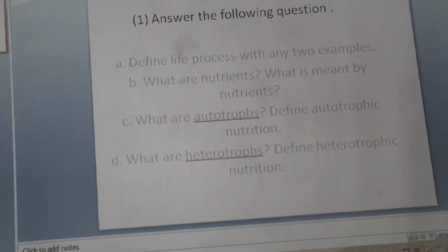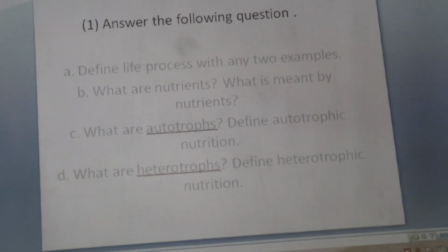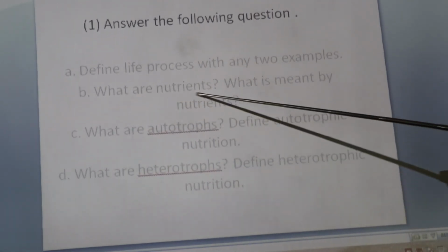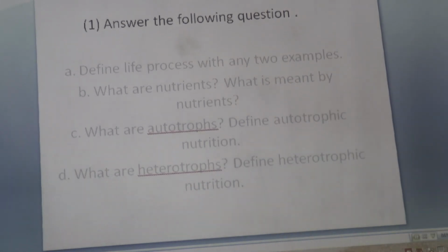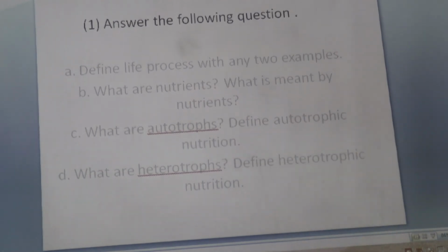Now, class 5, I am going to give you the homework. Answer the following questions. Number A, define life process with any 2 examples. Number B, what is meant by nutrition? Number C, what are autotrophs? Define autotrophic nutrition. And number D, what are heterotrophs? Define heterotrophic nutrition. If you have done your homework, please send it in the School Messenger or Max Connect app.